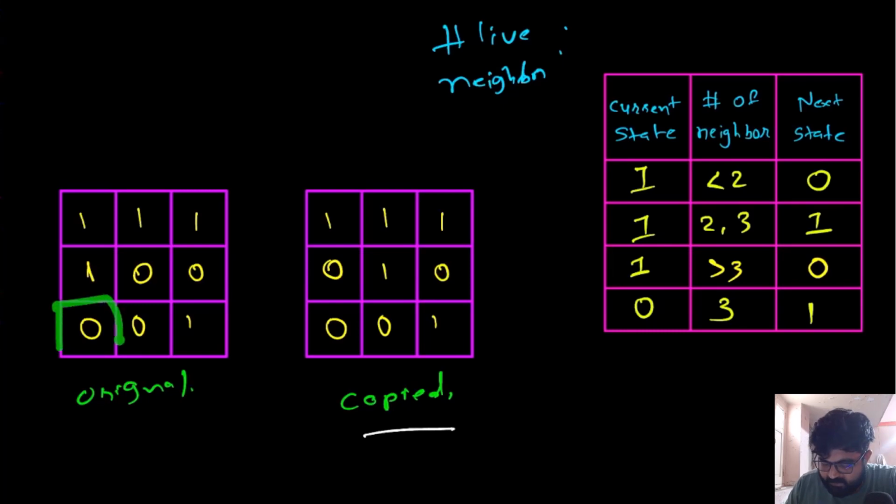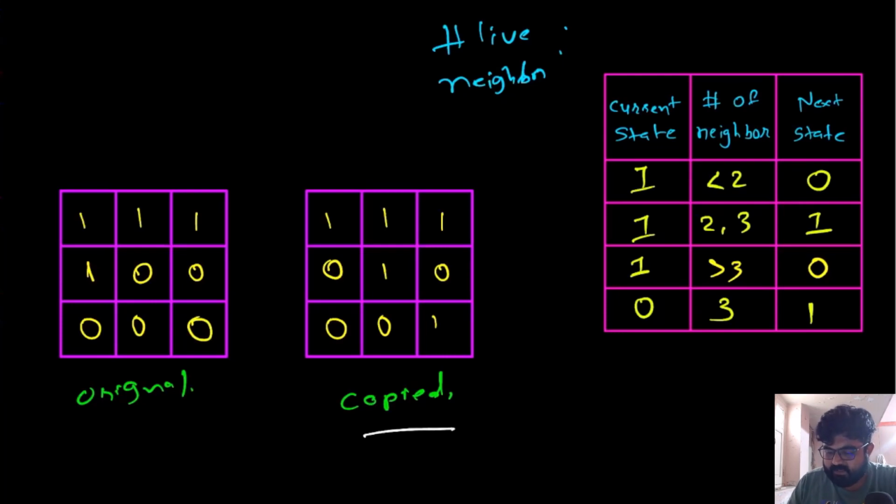Now I'm at this particular position 0. For this 0, how many ones does it have? It only has one neighbor, so I don't need to do anything. For this particular 0, how many neighbors does it have? It currently has 2 neighbors, so I don't need to do anything. For this particular 1, how many neighbors does it have? Currently it only has one live neighbor. Meanwhile over here it shows 0, but actually it has one live neighbor, so the number of live neighbors is less than 2, which means this state is going to be changed to 0.